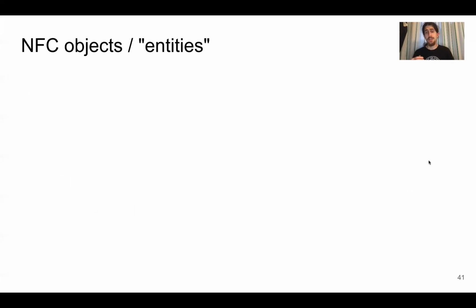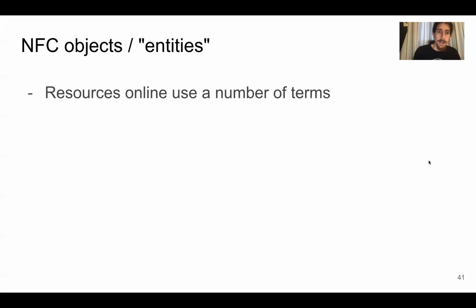Now, there are a bunch of objects and entities, and when I was studying this stuff many years ago, I was a bit confused. So I'm going to try my best to systematize the different objects and entities that somehow are in the game of NFC. The other problem I found is that there are some resources online that use a number of different terms to mean the same stuff. So again, I try to systematize this.